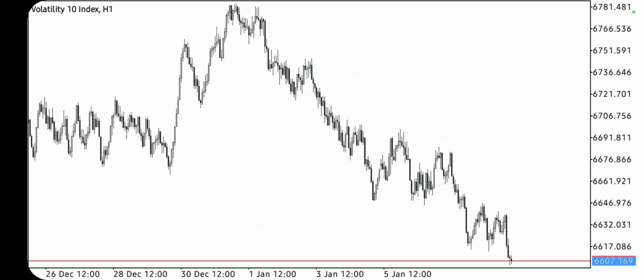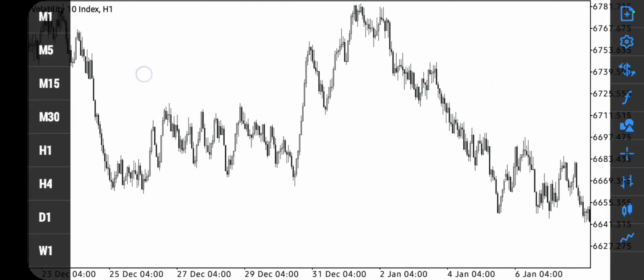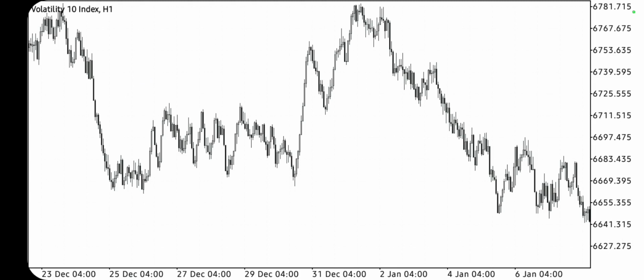So I'm going to be teaching about the entry confirmation here, how you can get it right and how you can see it clearly. Now I'm going to be using the 5 minutes time frame for my entry confirmation. Sometimes I go to the 1 minute time frame just to check for that entry confirmation, but in this particular video, I'm going to be stopping at 5 minutes so that you don't get confused or lost on 1 minute. I'm going to be using Volatility 10 index for explanation.